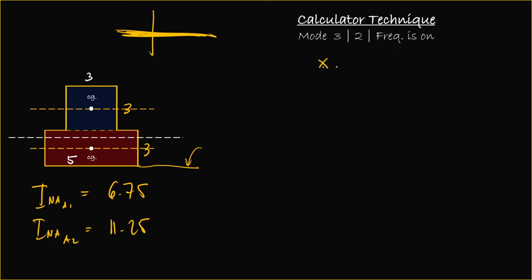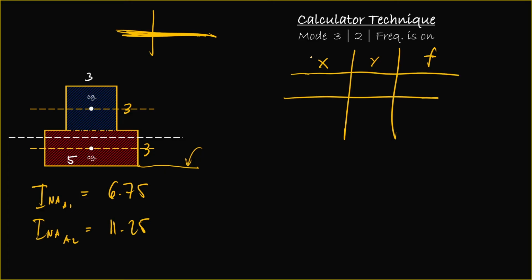So in mode 3-2, we have X, Y, and frequency. We will focus on Y. Okay? A1 and then A2 here. For X, leave it blank. For Y, what you input for A1 is 1.5, for A2 is 4.5. For frequency, it is your area. For A1 that is 9, for A2 that is 15.